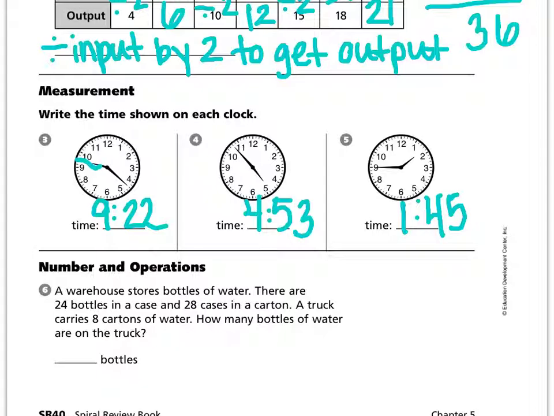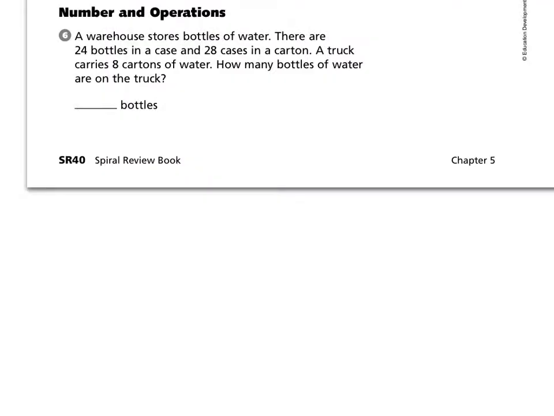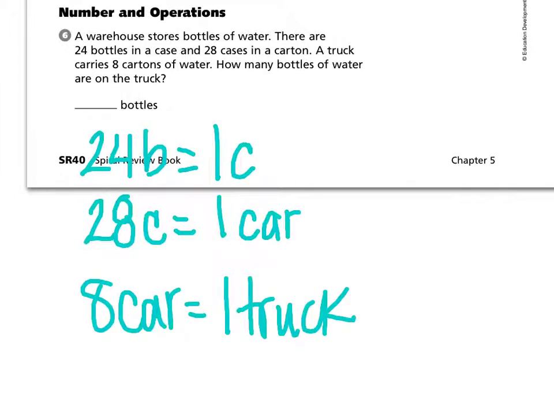Let's look at number 6. A warehouse stores bottles of water. There are 24 bottles in a case and 28 cases in a carton. A truck carries 8 cartons of water. How many bottles of water are on the truck? In order to understand the information a little bit better, I went ahead and wrote 24 bottles equals 1 case, 28 cases equals 1 carton, and 8 cartons equals 1 truck.